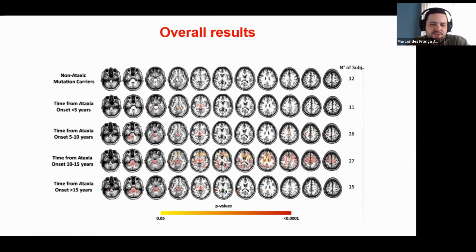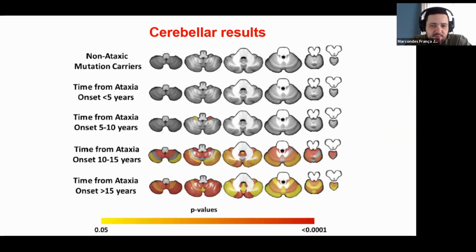So this really suggests that the disease actually somehow begins in the lower portions of the brainstem, and then it spreads. It goes up to the remaining structures of the brain, involving in the late stages the cerebral cortex and the subcortical white matter. Looking at the cerebellum, so we had also some nice results.